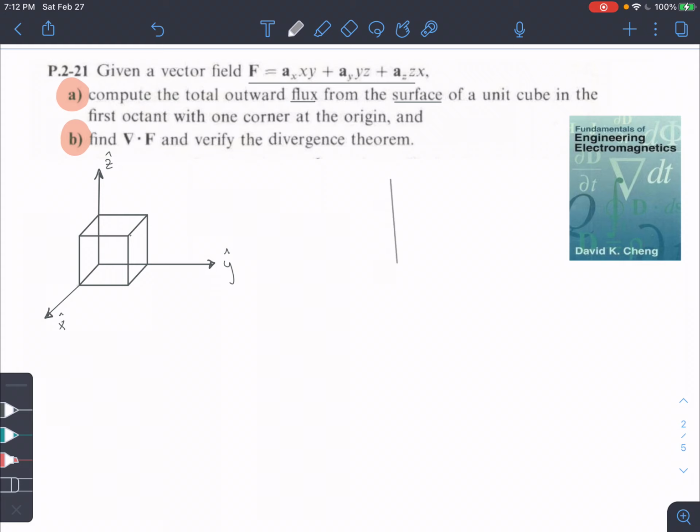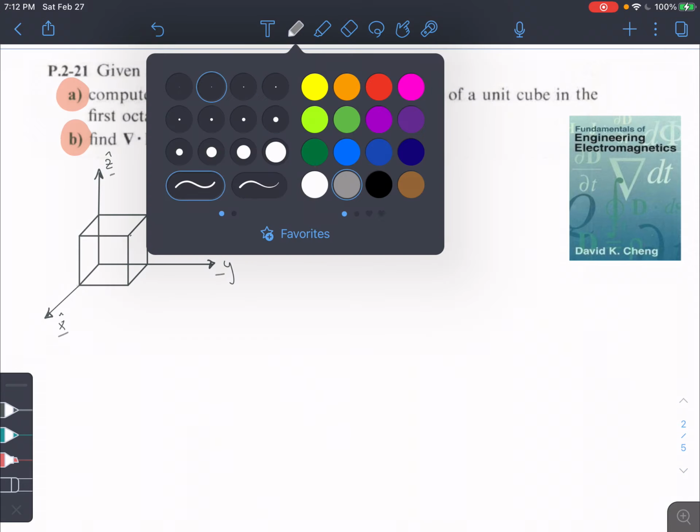What it means by first octant: if you have your three-dimensional coordinate system, there are 8 octants. And the first one is just positive x, positive y, and positive z. So that's all that means. You can Google that if you want a little more background info.